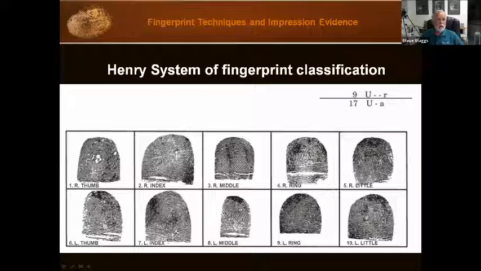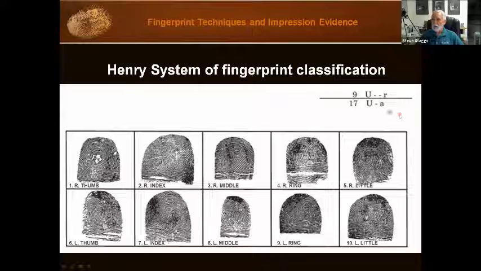All right, so looking at this one, you can determine that number 1 and number 4 fingers are whorls, because that's the only way you can end up with 9 over 17. All right, so we have 9 over 17. Those are our whorls. We then look at our index fingers, and they are both ulnar loops. So you put the U's, okay?